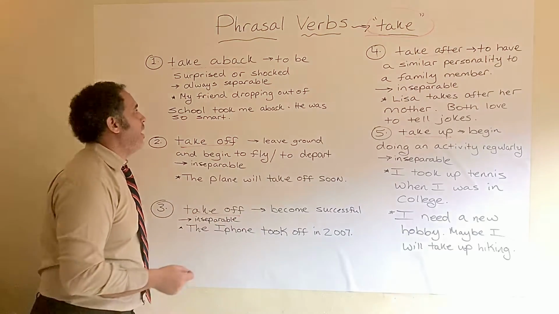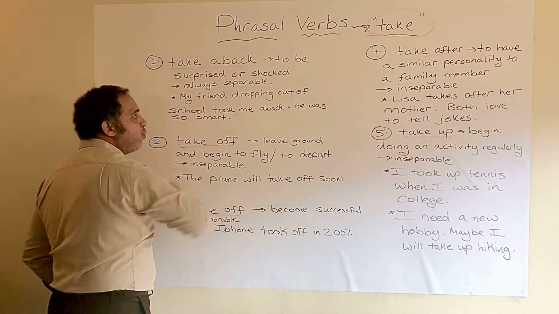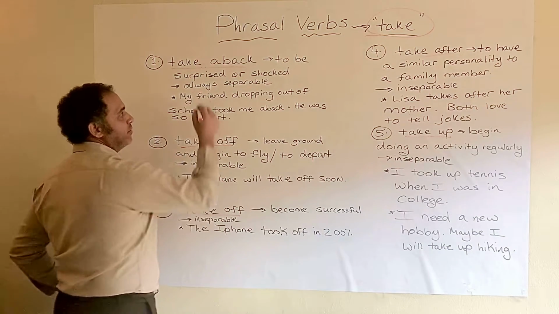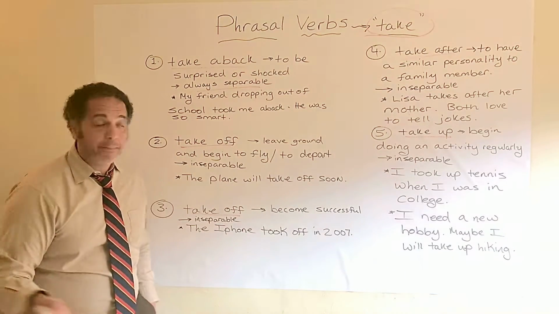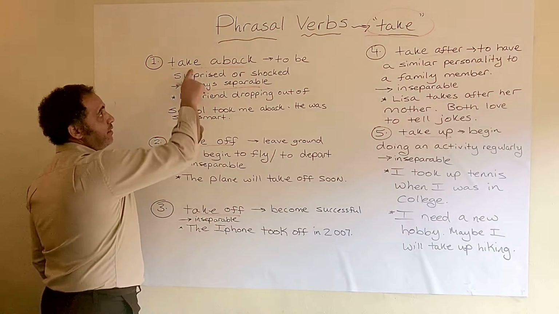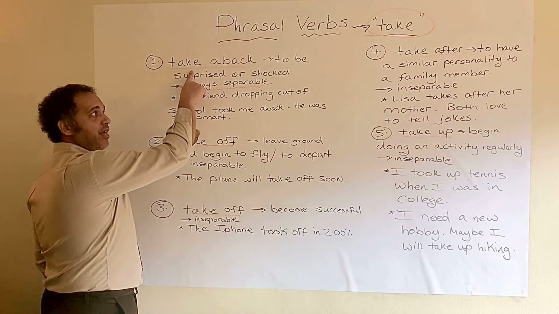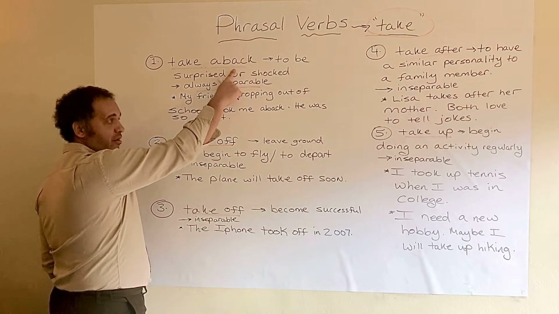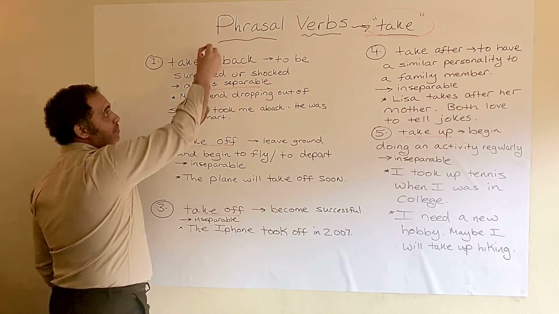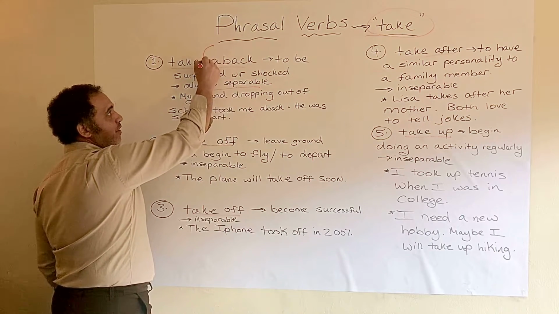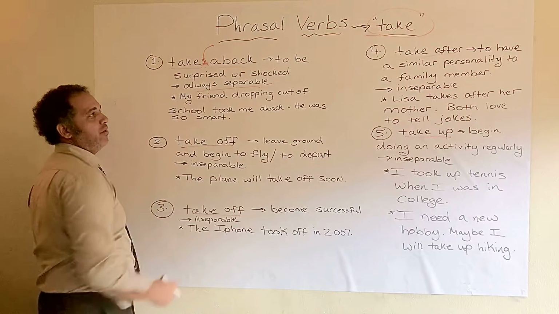All right? Now, it is always separable. Okay? Always separable. Now, what does this mean? That means that you have the main verb, which is take, and then you have this word here. If you always separate it, then that means you need to put something right here in the middle.